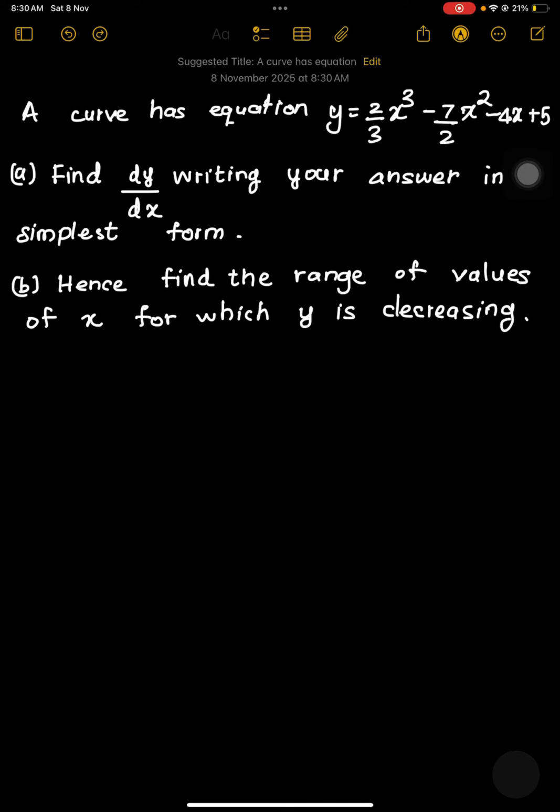We'll move on to this past paper question, differentiation.